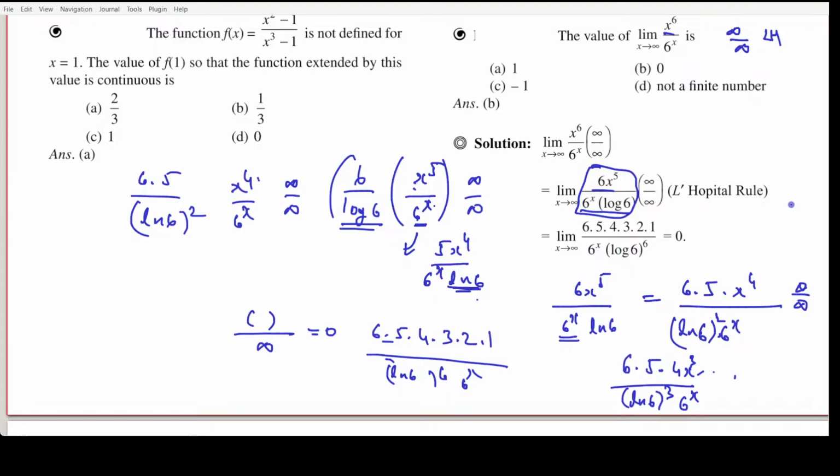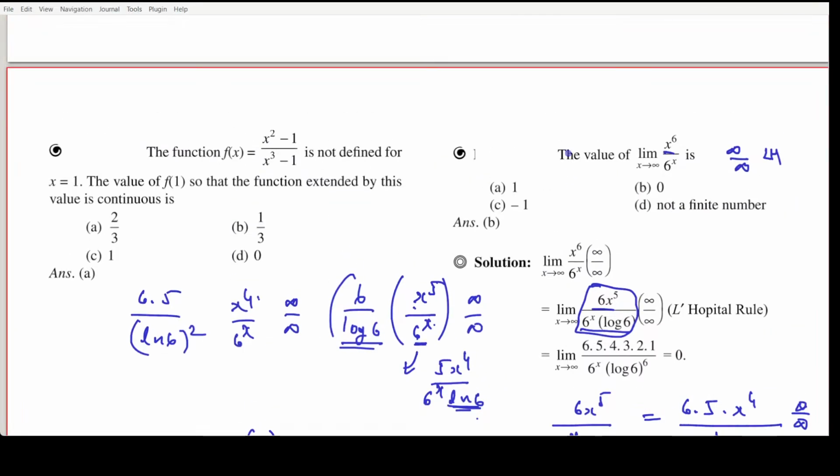Or otherwise also, what we are trying to say is this is a polynomial, x power 6, and this is an exponential function. No matter how big the power of the polynomial, it cannot beat an exponential function.